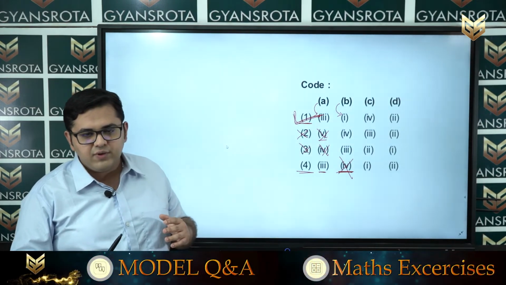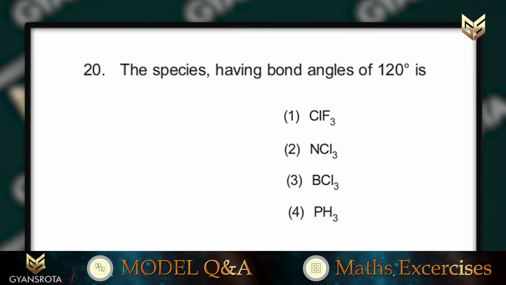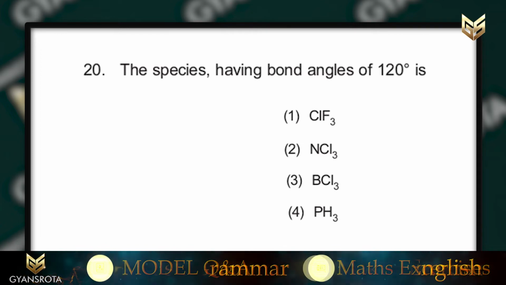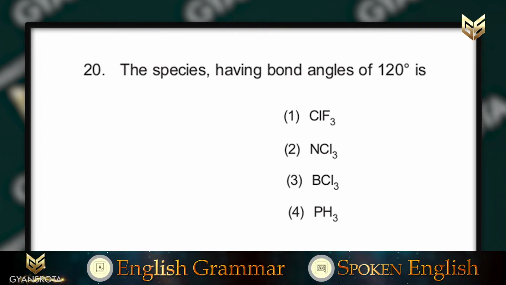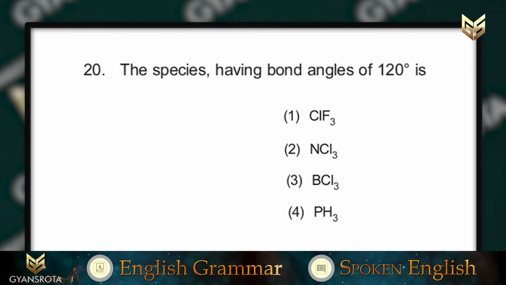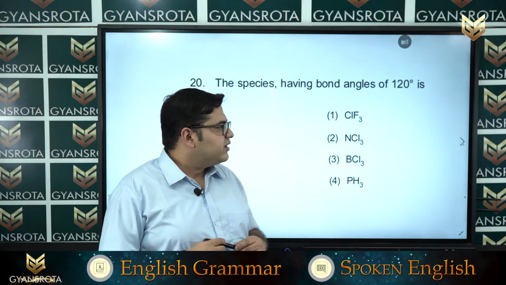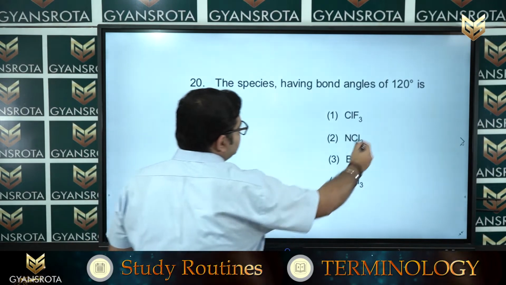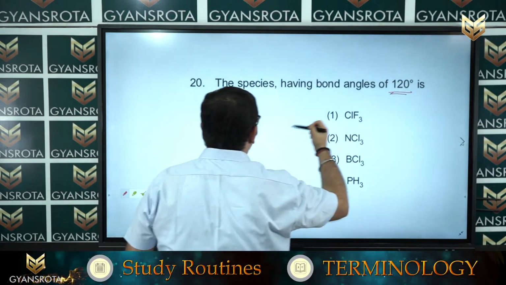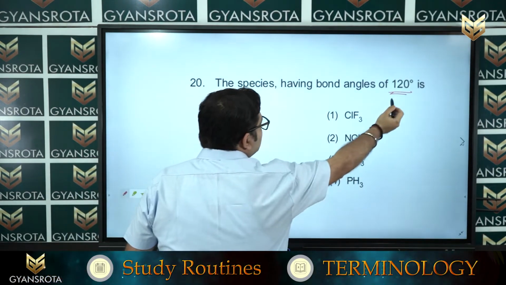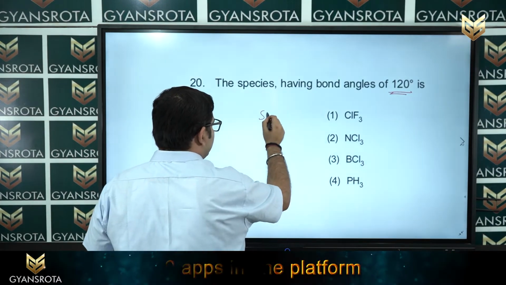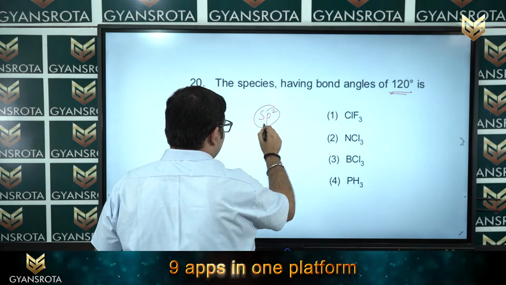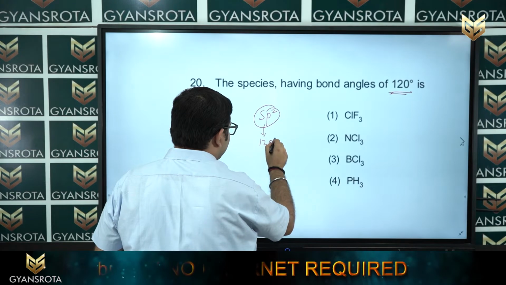Now we are moving to another question. Question number 20 is on your screen. The species having bond angle of 120 degree is. Now we are moving to the solution part. It is a very easy question and it is asked from the chapter chemical bonding of class 11. So, who will show 120 degree? Your sp2 hybridized orbitals show a 120 degree angle.